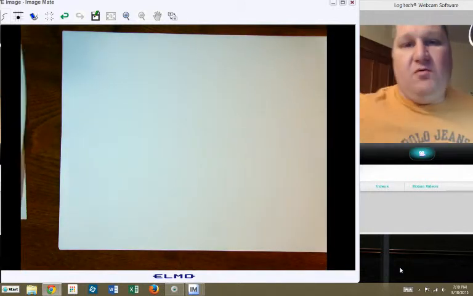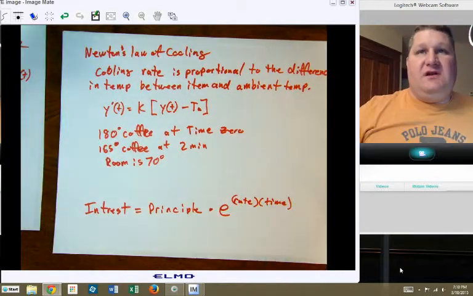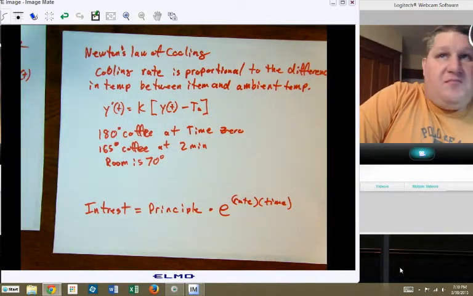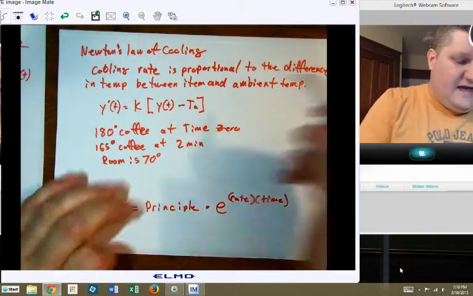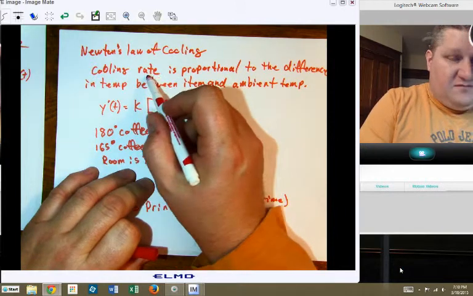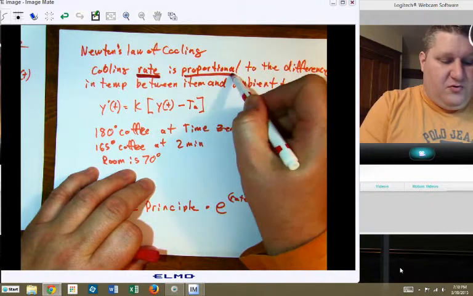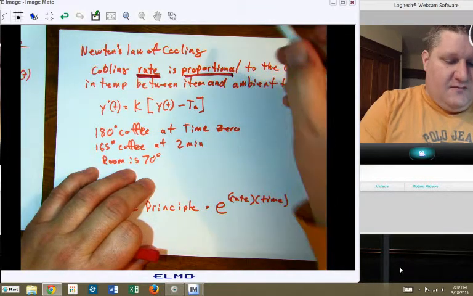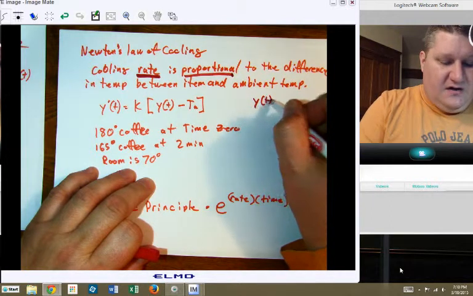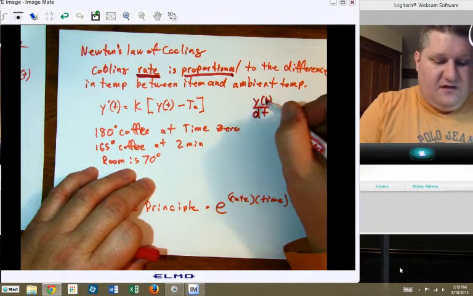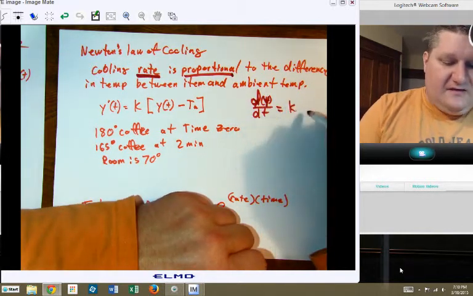Now, that's not always quite that easy, and it's not always exactly that formula. We have Newton's law of cooling. Newton's law of cooling says that the cooling rate is proportional to the difference in temperature between the item and the ambient temperature. Again, it's not the temperature that's proportional, it's the rate of the temperature that is proportional. So again, we're going to come up with a dy over dt. So we have dy over dt equals k times something.